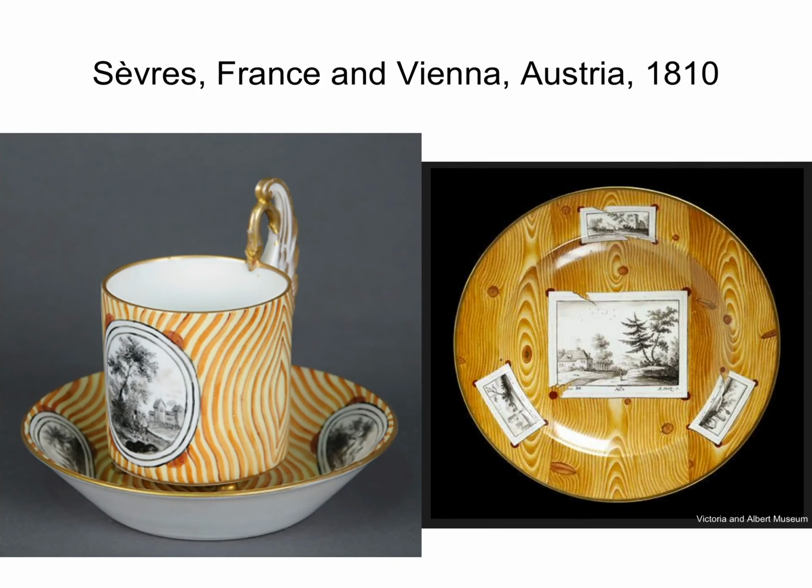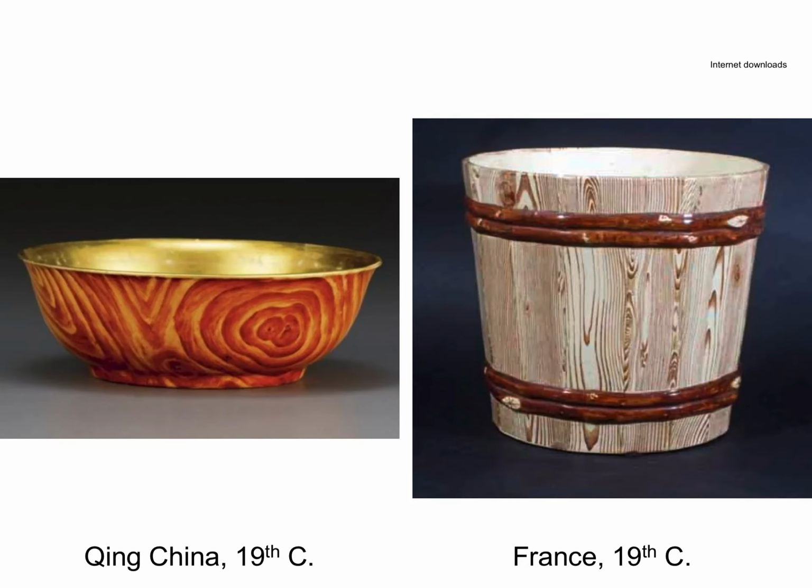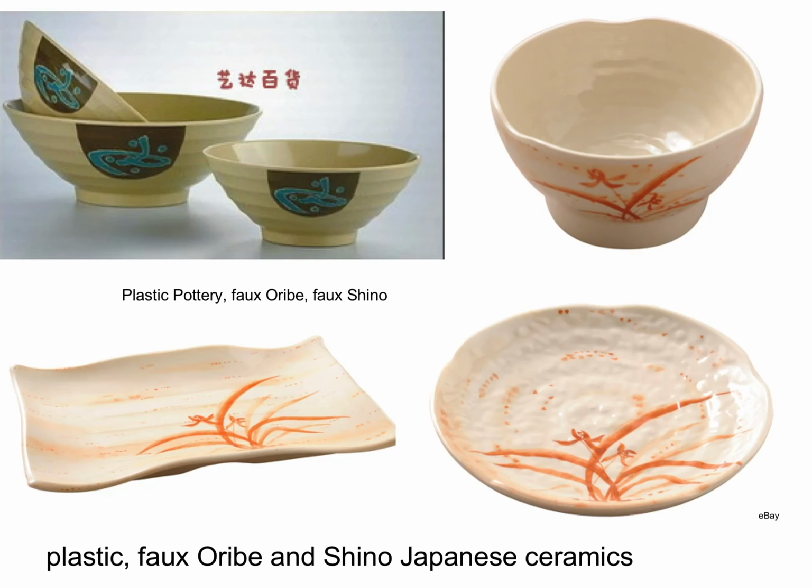An example from Sèvres again, and from Vienna on the right. Some examples from China and from English ceramic tools in the 19th century. All of it made in ceramics, but in a way to make you believe it is out of wood. Examples from China and from France again. So it is quite interesting that this approach to surface is also found in the simulation aesthetic.